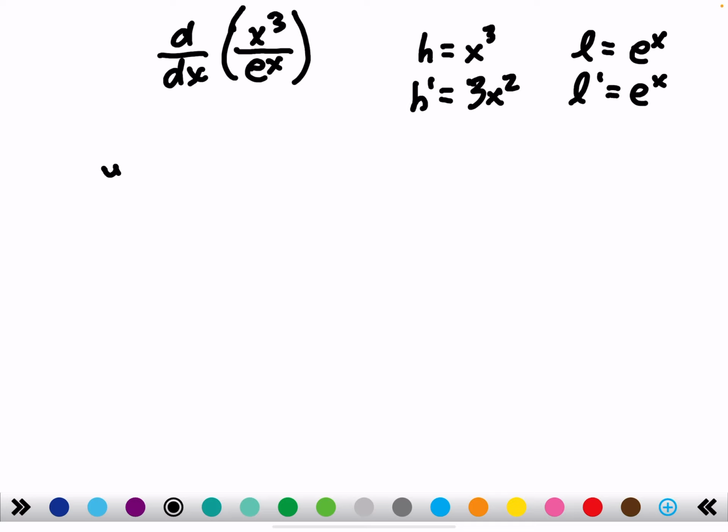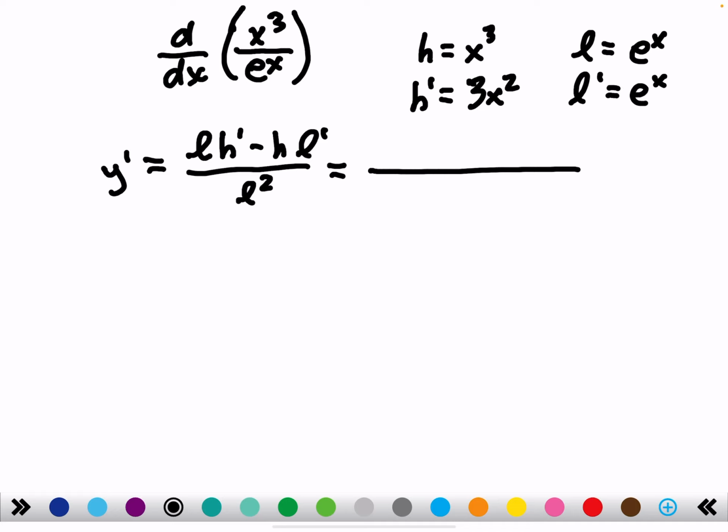So now we can quote our formula. Low d high minus high d low over the square of what's below. Now we can just plug in what we have obtained. For L, that's e to the x. H prime is 3x squared. Minus high is x cubed.